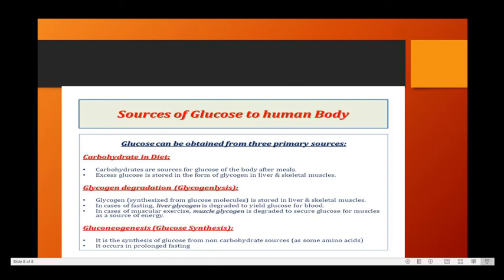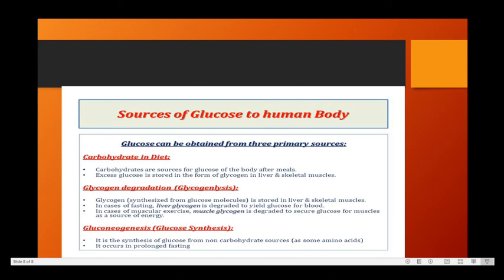Glucose can also be obtained by glycogen degradation, which is known as glycogenolysis. Glycogen is stored in the liver and skeletal muscle. In case of fasting, liver glycogen is degraded to produce glucose for blood. In case of muscular exercise, muscle glycogen is degraded to secure glucose for muscles as a source of energy.